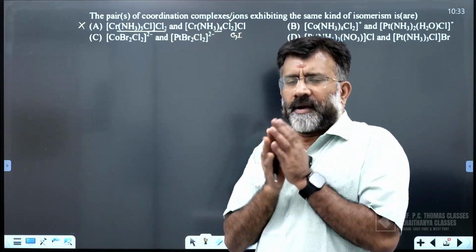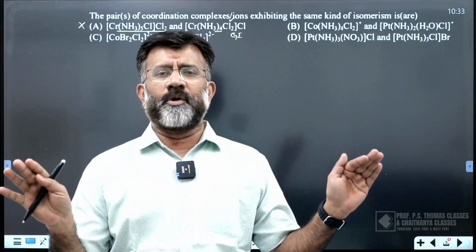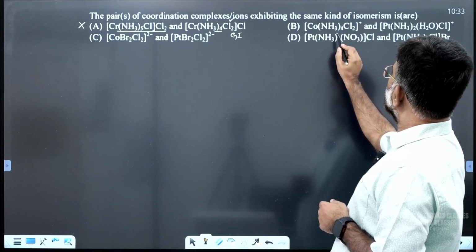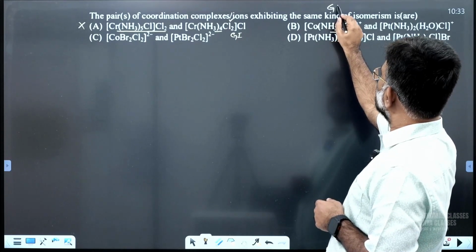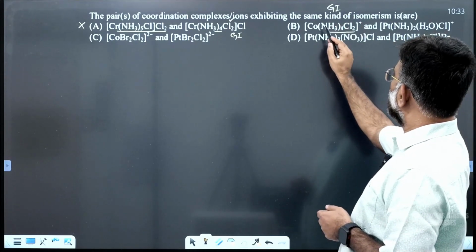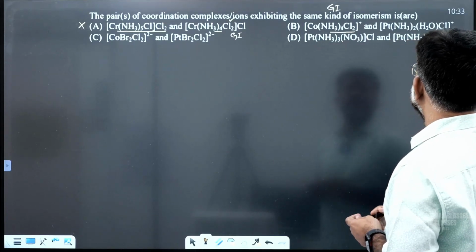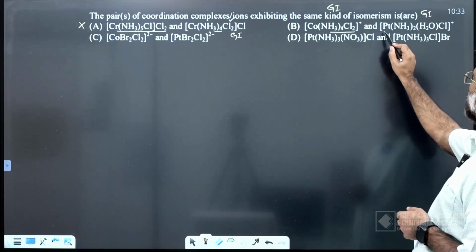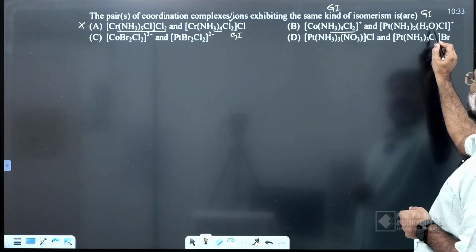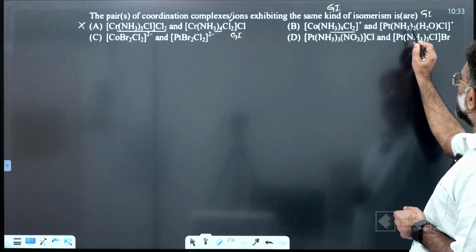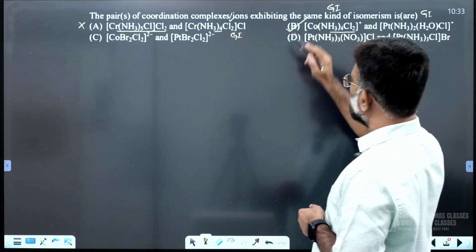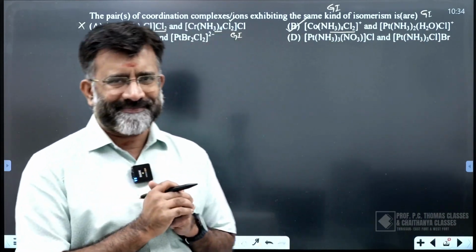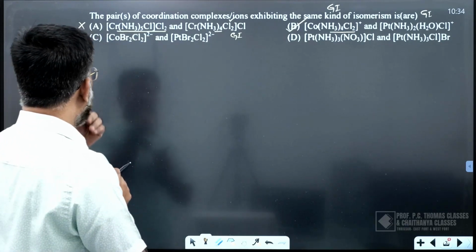We want the same kind of isomerism in both the molecules. Option B, here you can have geometrical isomerism as it is MA4B2 type. Here also you can have geometrical isomerism because it is platinum, 2 ammonia, 1 water and chlorine. So here you can have cis and trans. Here also you can have cis and trans. So same type of isomerism is experienced in option B. Okay. Option C.